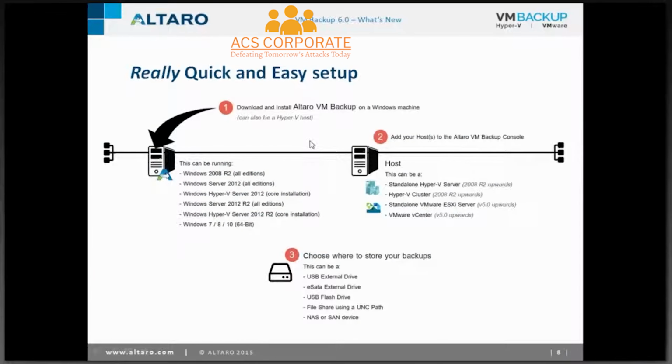So again, to make this a bit clearer, the first step is to download and install Altaro VM Backup on a Windows machine that is in the same network as the Hyper-V host or the VMware host itself. You can also install directly on a Hyper-V host, just as you did in version 5. Second step is to actually add your virtual machine host to the Altaro configuration, just as I showed you a few minutes ago. And once that's added, you just simply select where to store your backups, and you can go ahead and start backing up immediately. So it's a really quick and easy setup, and we'll do everything you want to back up your virtual machines.